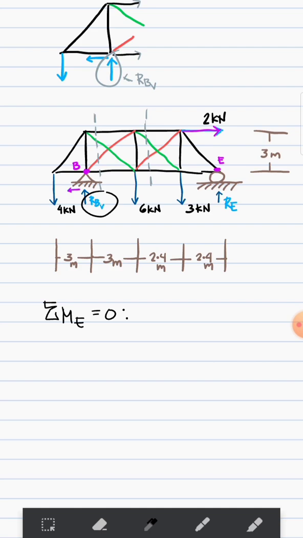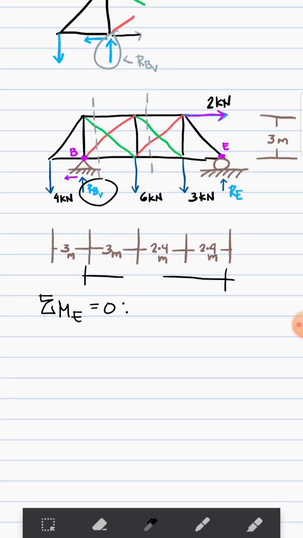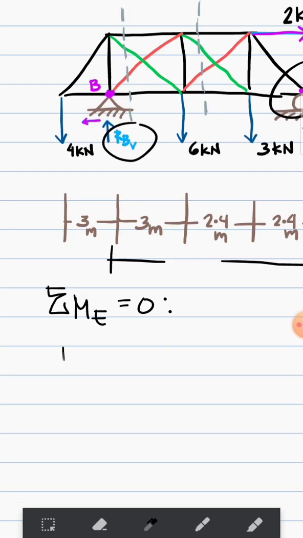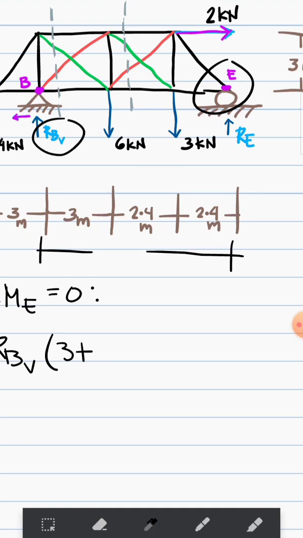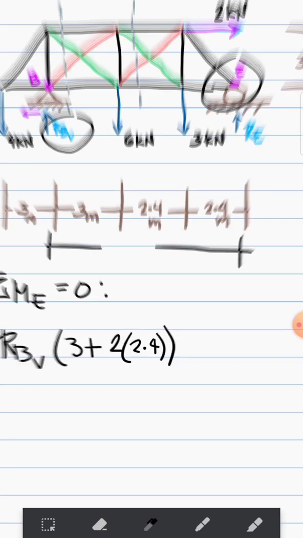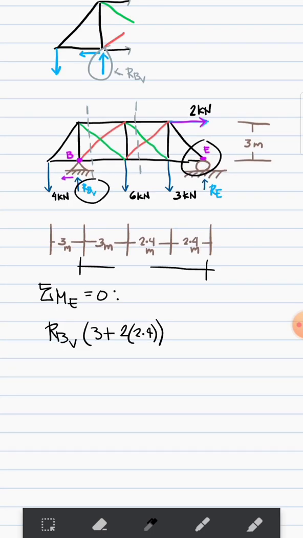So, since this is our goal, RBV, its moment arm is this. This is the perpendicular distance with respect to our force, and with respect to the point we're taking moment at. So that's at E. So RBV has a moment arm of 3 plus 2 times 2.4, or 2.4 plus 2.4. That's 2 times 2.4. And notice that this RBV rotates our truss in the clockwise direction. So any force that could create the same direction as this RBV must be added to RBV, because clockwise moments must be equal to counterclockwise moments for that to be in equilibrium.